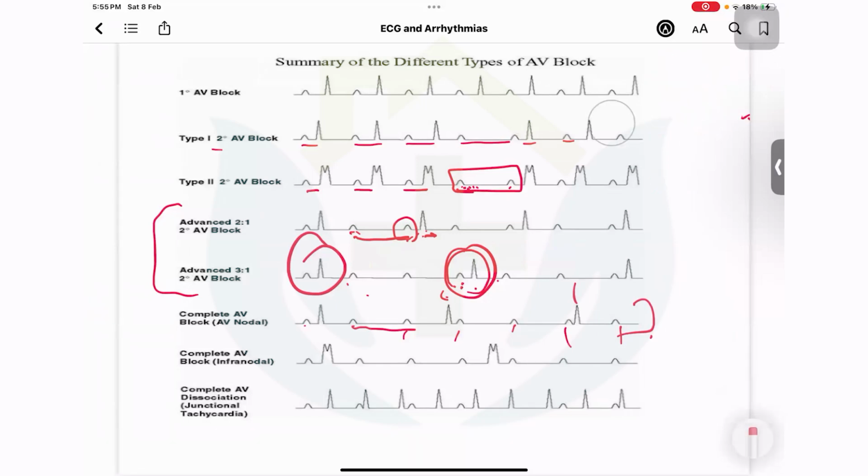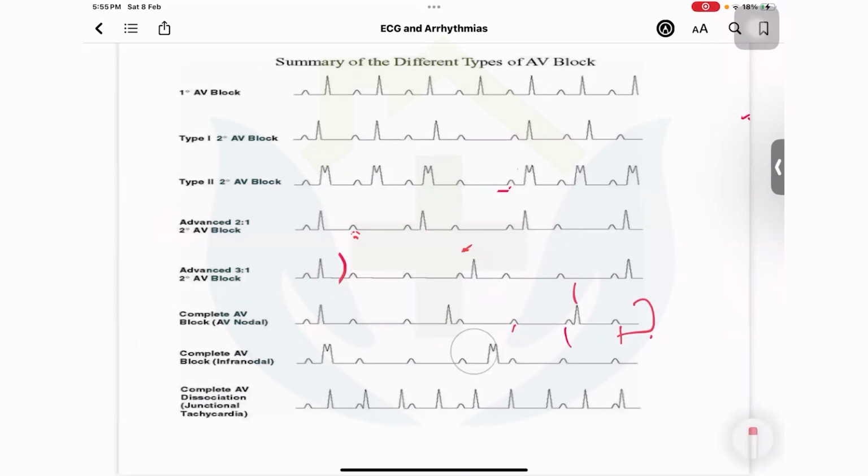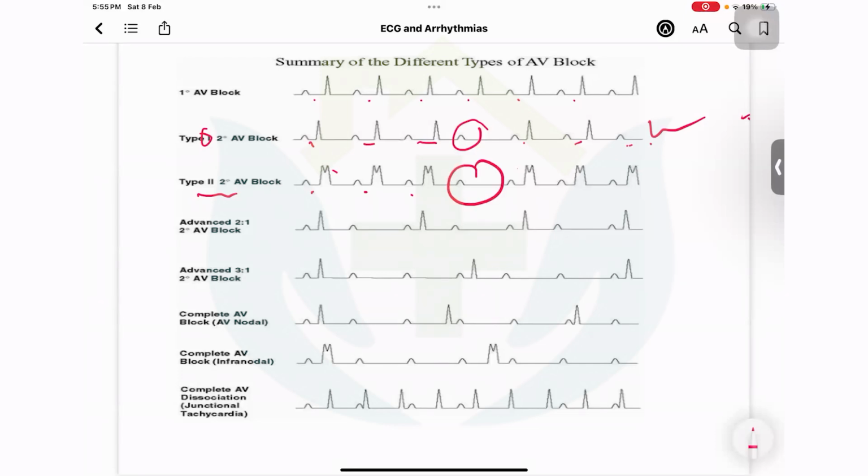These are the summary of different AV blocks. You can see here, this is first degree AV block, where it is a fixed PR interval, slow but fixed. Second degree type 1: the PR interval is constantly prolonging until one beat is dropped, then again the same cycle starts. This is called Wenckebach phenomenon, Wenckebach. Then is type 2, Mobitz type 2, second degree. So we cannot predict when a pulse will be dropped. So this is type 2.